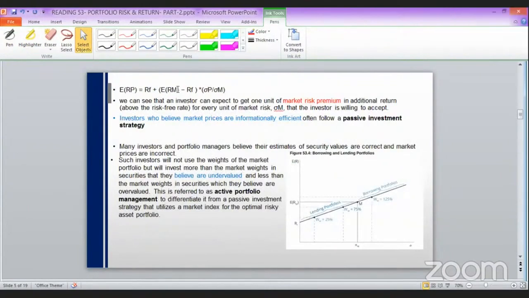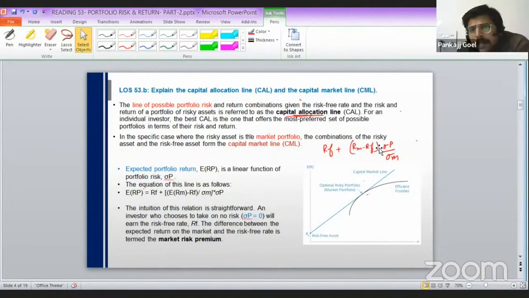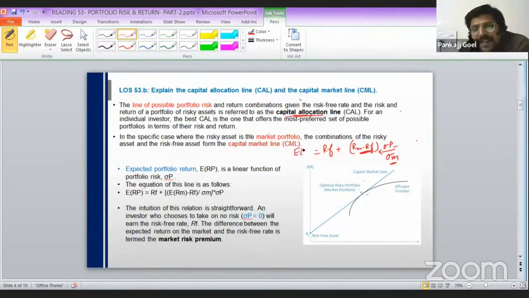Okay, so again, it is this. This market risk premium is multiplied by the portfolio standard deviation and divided by the market standard deviation. Yeah, so the expected return of market. When we are talking about expected, you can write E also.